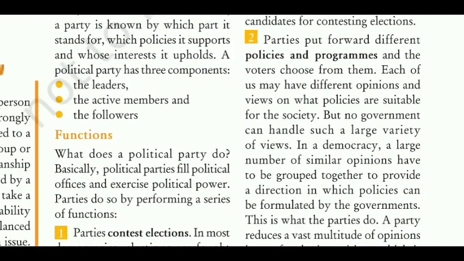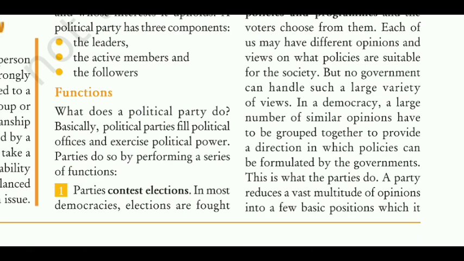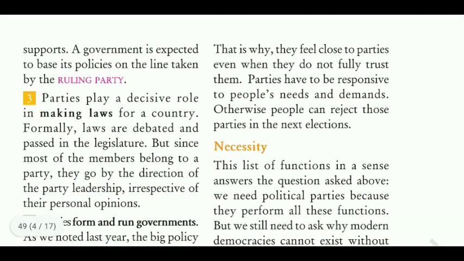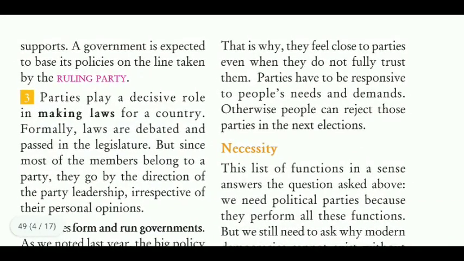Number 2, parties put forward different policies and programs and the voters choose from them. Each of us may have different opinions and views on what policies are suitable for the society, but no government can handle such a large variety of views. In a democracy, a large number of similar opinions have to be grouped together to provide a direction in which policies can be formulated by the governments. This is what the parties do. A party reduces a vast multitude of opinions into a few basic positions, which it supports. A government is expected to base its policies on the line taken by the ruling party.